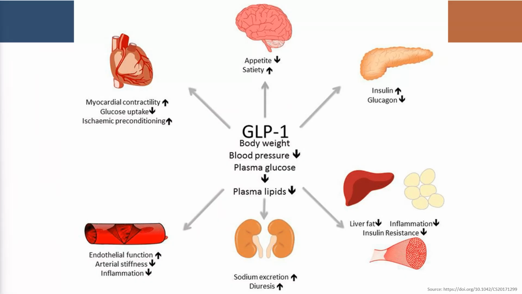So let's talk about GLP-1s. GLP-1, or glucagon-like peptide 1, is a naturally occurring hormone in our body that plays a key role in regulating our blood sugar levels, appetite, and insulin secretion.